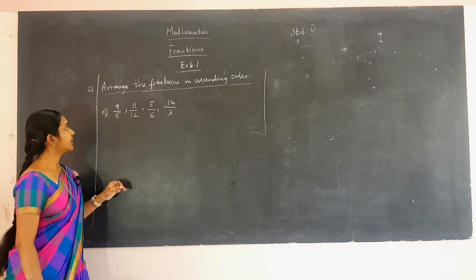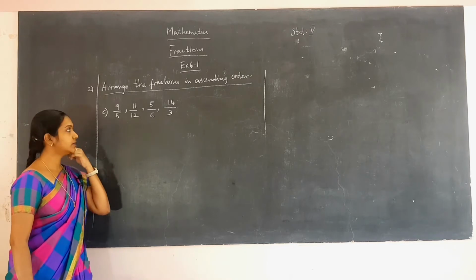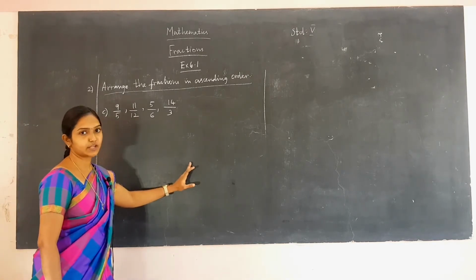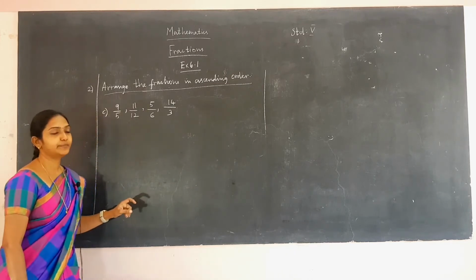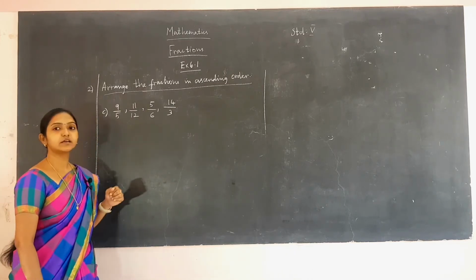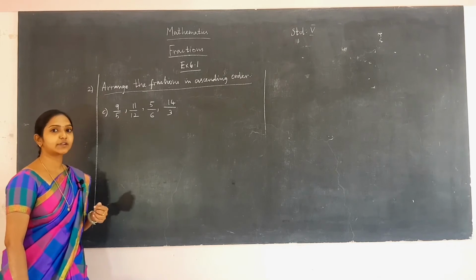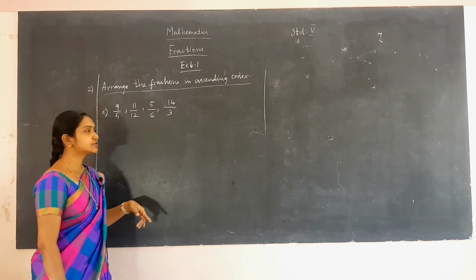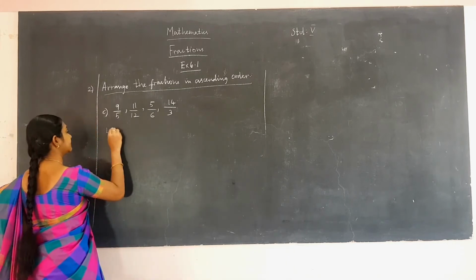Now we are going to arrange these fractions in ascending order. Ascending order means we have to arrange from the smaller fraction to the larger fraction. First we have to look at the denominators. We have different numbers, so they are unlike fractions. For unlike fractions, we have to convert them into like fractions. So we have to find the LCM.